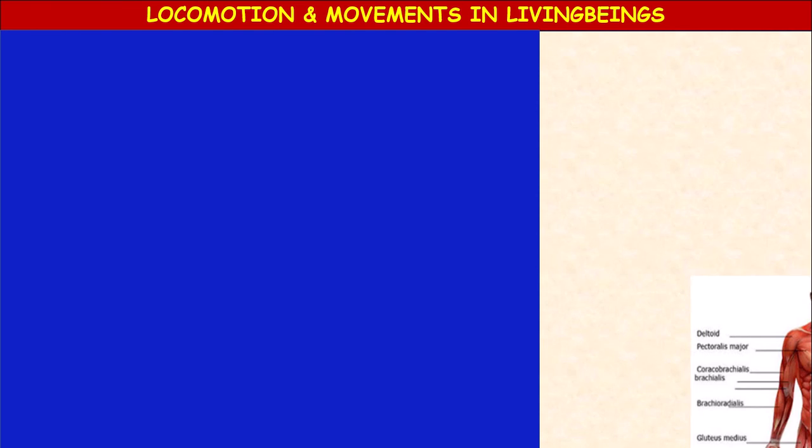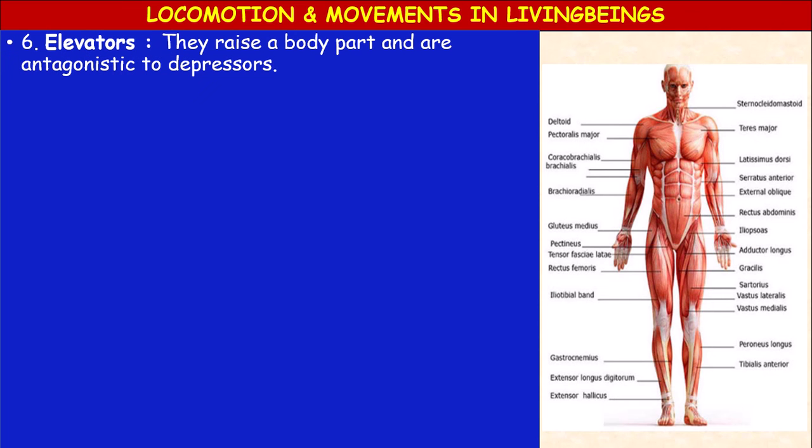Next, another type, the sixth one, that is elevators. What are elevators? They raise a body part and are antagonistic to depressors. Example, masseter, it lifts the jaw. It is also present in the face, near the mandibular region only.